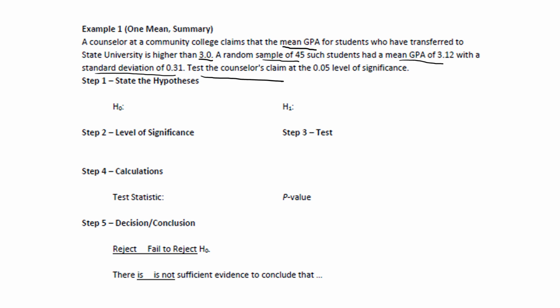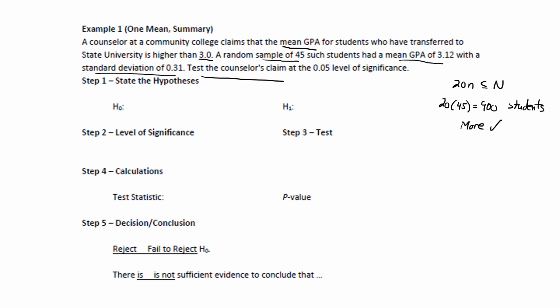We do need to check the conditions for this test. The only condition is that 20 times the sample size cannot be bigger than the population size. 20 times 45 equals 900 students. And we'll assume that more than 900 students have transferred to that university.